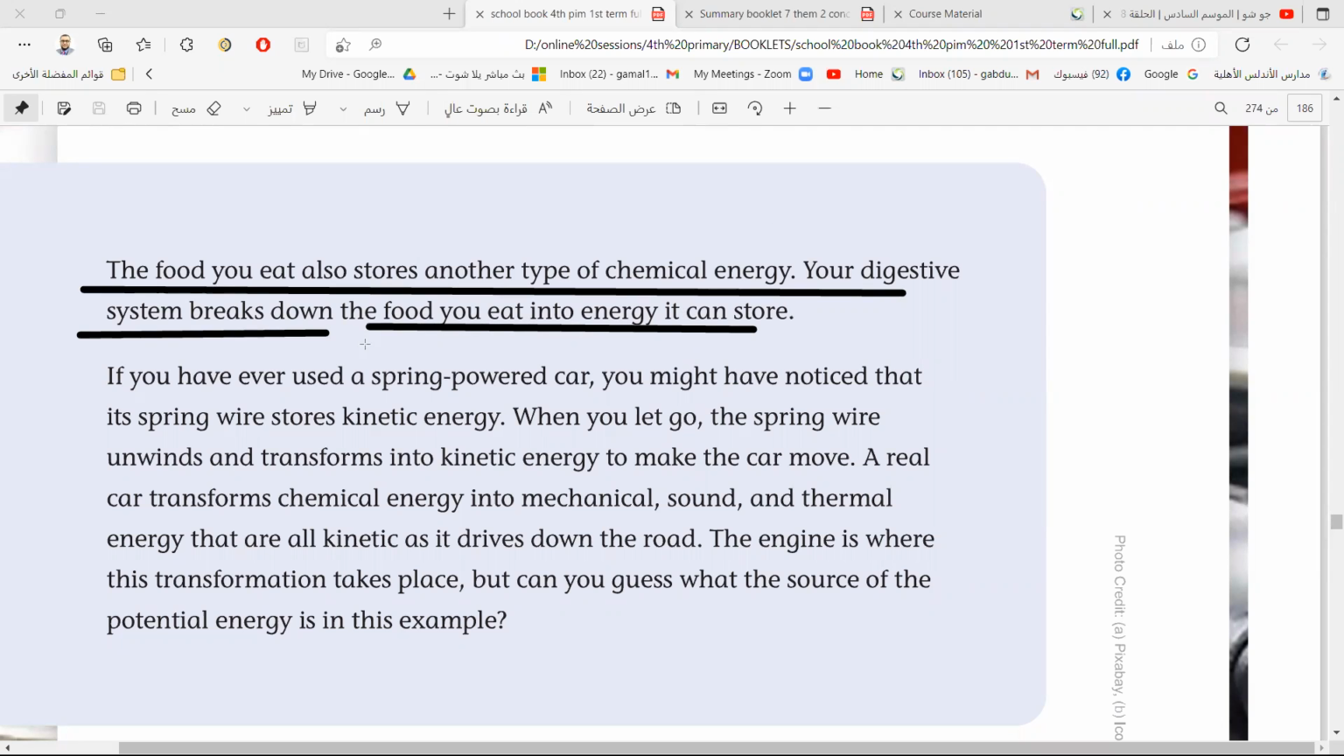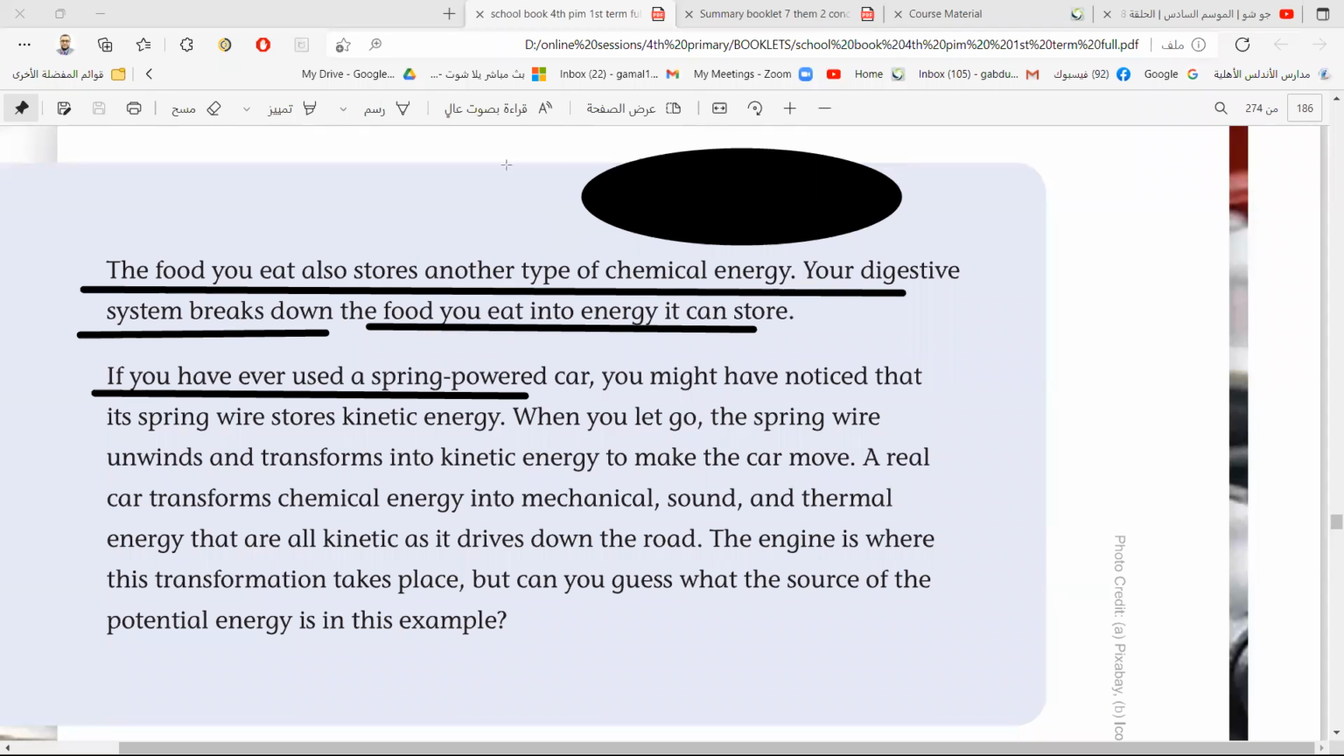Did you ever use a spring-powered car? Maybe you haven't. I'll show you what is meant by a spring-powered car. A car like this has a spring. You rotate the spring, then you leave it, and the car moves. This is a spring-powered car. You rotate the spring, and you leave it. The car moves.